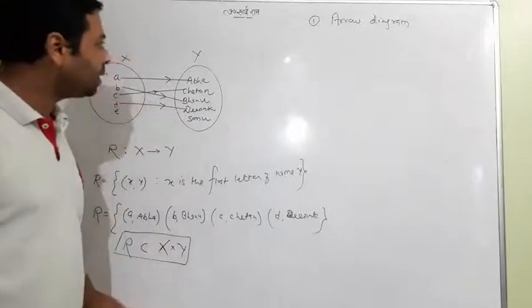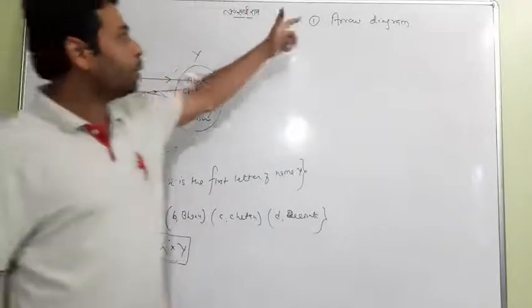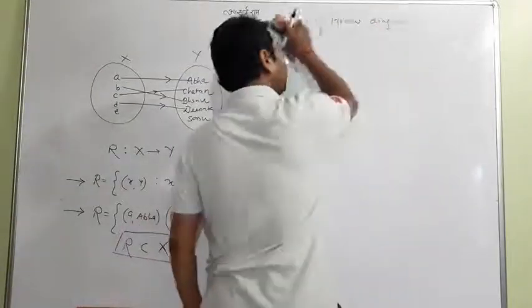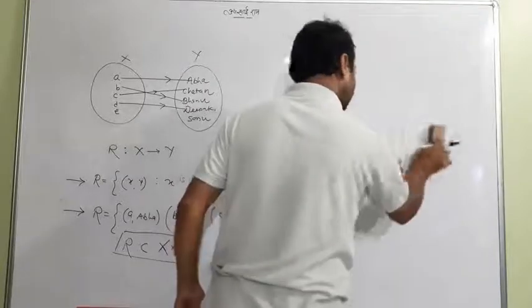Okay, now we'll see some more things. You have now heard about the arrow diagram. You have now known it. You got it. Let me rub it out now, and let me tell you one more thing.